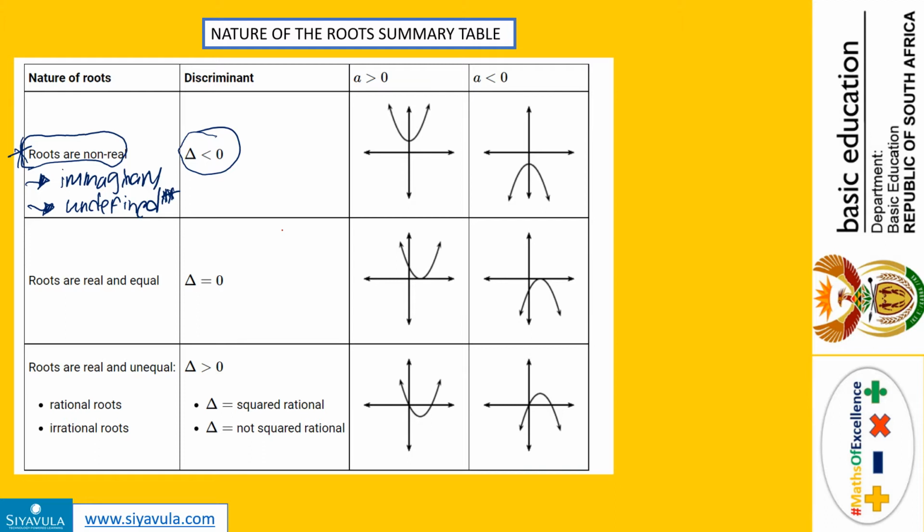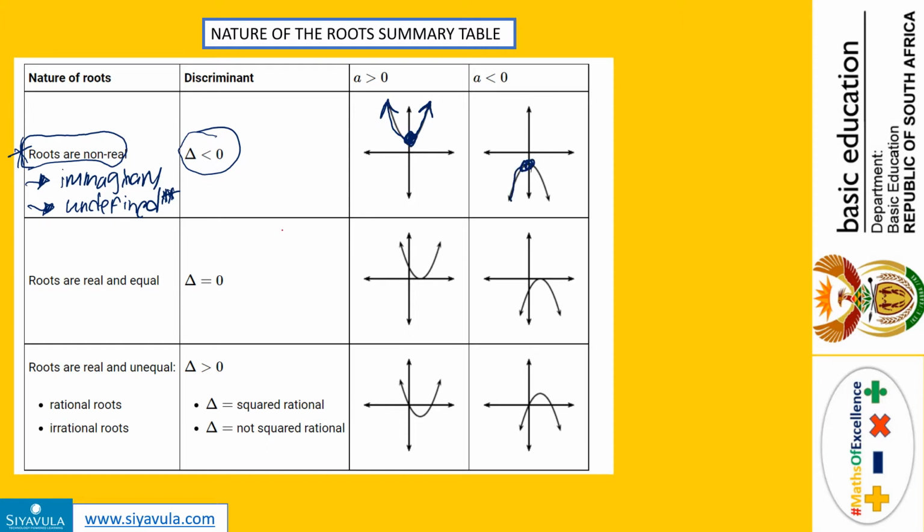It means that we don't have the x-intercept. Remember I said the roots are the x-intercepts. You let f of x equal to 0, then you get your x-intercept. So those are your roots, right? So they are undefined, or what we can call non-real. If you take a look at your graph here, there is no x-intercept. We only have the y-intercept there.